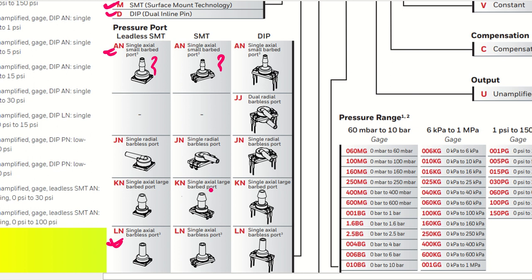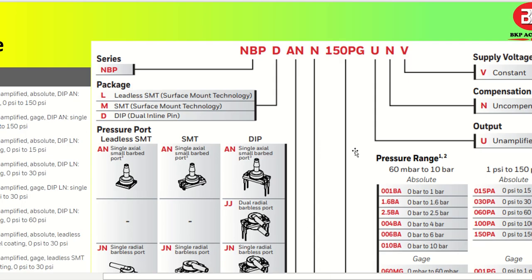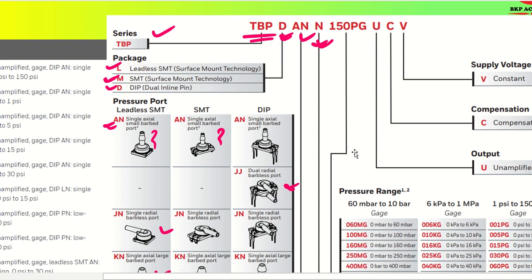If you want some other kinds, like this is KN type, this is JN type, this is JJ type dual. There are several others as well, so you don't have to worry about it. Next, we are going to talk about coatings. N means no gel coating, and S means silicon gel coating. So we'll be talking about N, which is no gel coating.